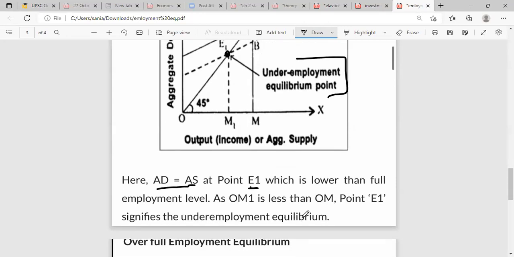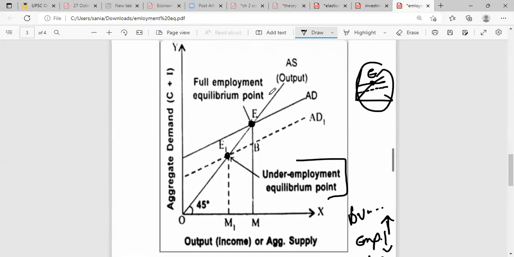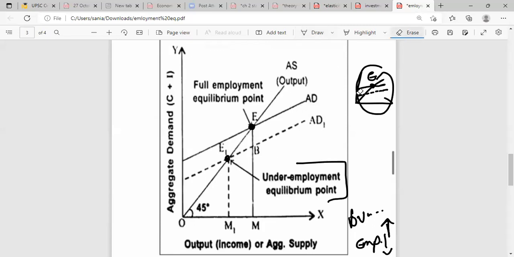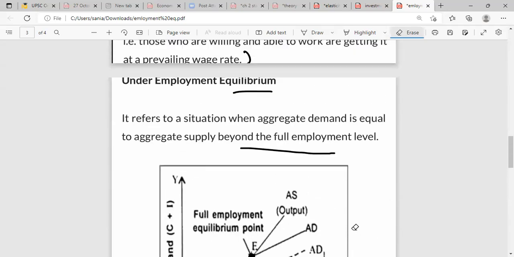When the point is below, it will be known as underemployment. When the point is above it, it will be known as full employment. Clear? Clear, Heba? You are not audible. Okay, so you can just write it down quickly. Write down underemployment equilibrium, the definition, then I'll scroll it down, the graph, and then the explanation.